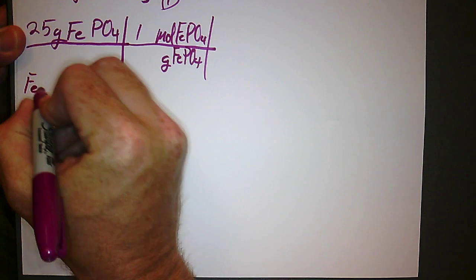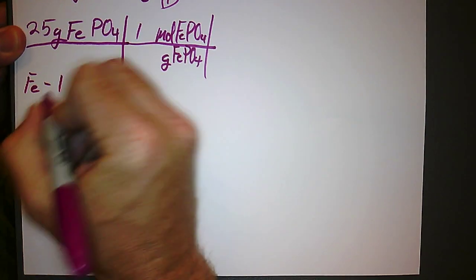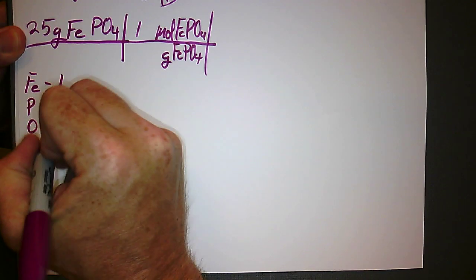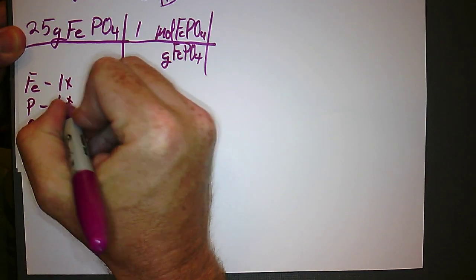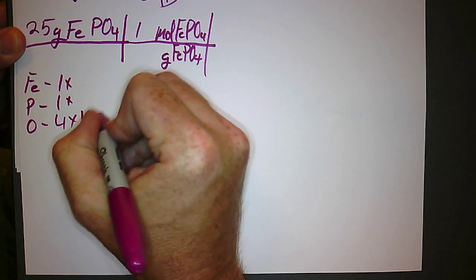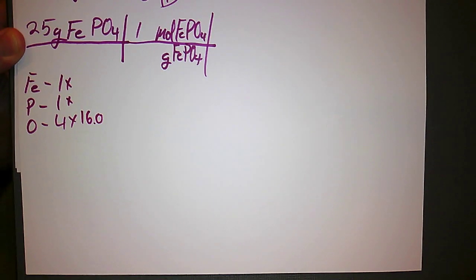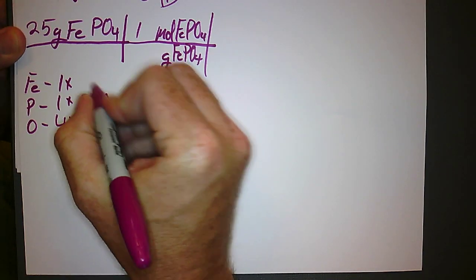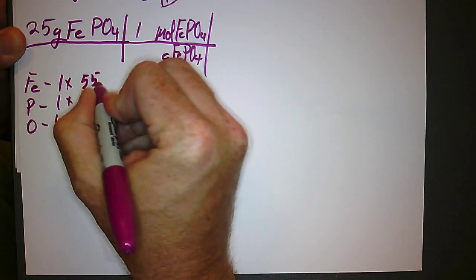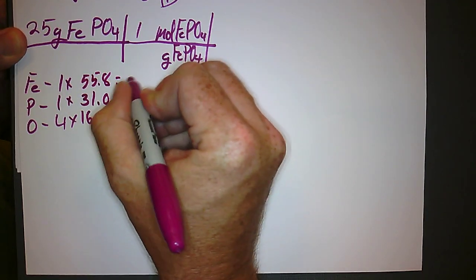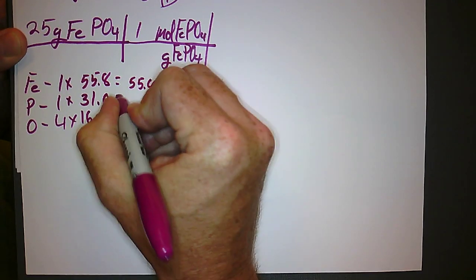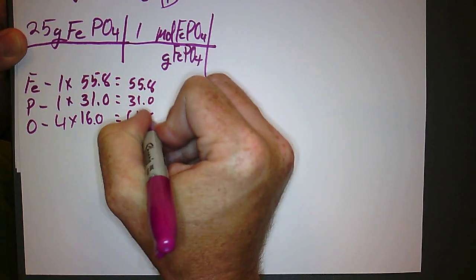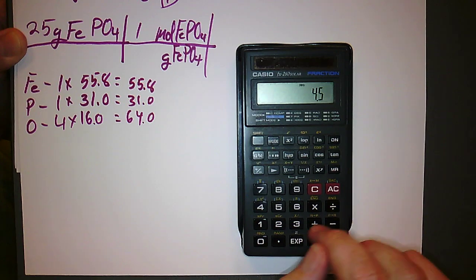How many Fe's are there? 1. How many P's? 1. How many O's? 4. And then times their mass, 55.8 for iron, 31 for P, and 16 for O. So it'll be 55.8, 31, and 64. And grab our handy dandy calculator.